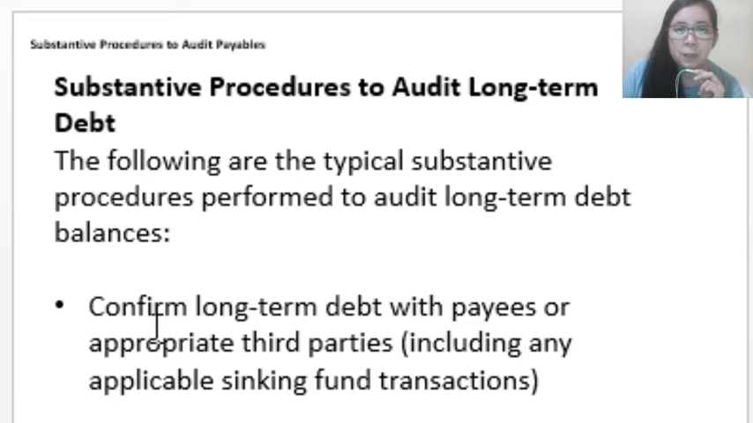First, the auditor can confirm the long-term debt with payees or any appropriate third parties with regard to the existence of such liability. In this confirmation, the auditor can also include any applicable sinking fund transactions. When we say sinking fund, this is the amount of cash that is set aside to settle the long-term liabilities of the entity.